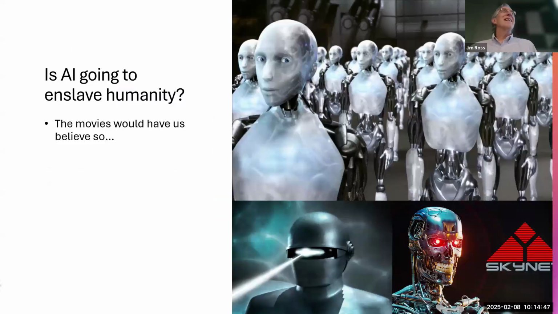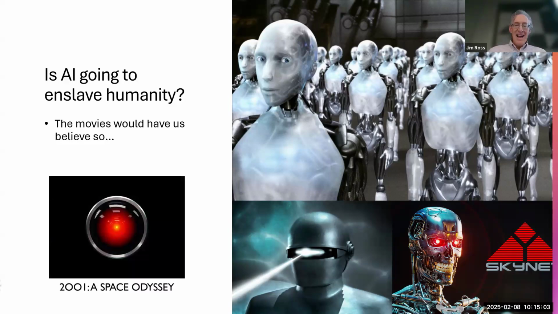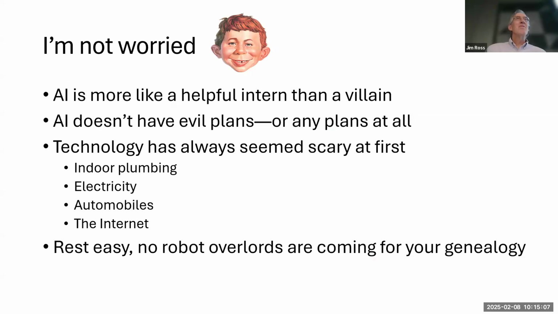Before we get started, let's talk about the elephant in the room. The movies would have us believe that AI is going to take over the world. I'm sorry, Dave. I'm afraid I can't do that. But I am not too worried about that. The type of AI in the movies is self-aware. The type of AI we're talking about here is you're asking it to do something and it's going to do it for you to the best of its ability. It doesn't have evil plans. Think back over your life as new technologies have come, they're scary, right? And then we get used to them and things change a little bit. I don't know, was anybody here before indoor plumbing? Anyhow, I don't think the robots are coming for your genealogy at least.